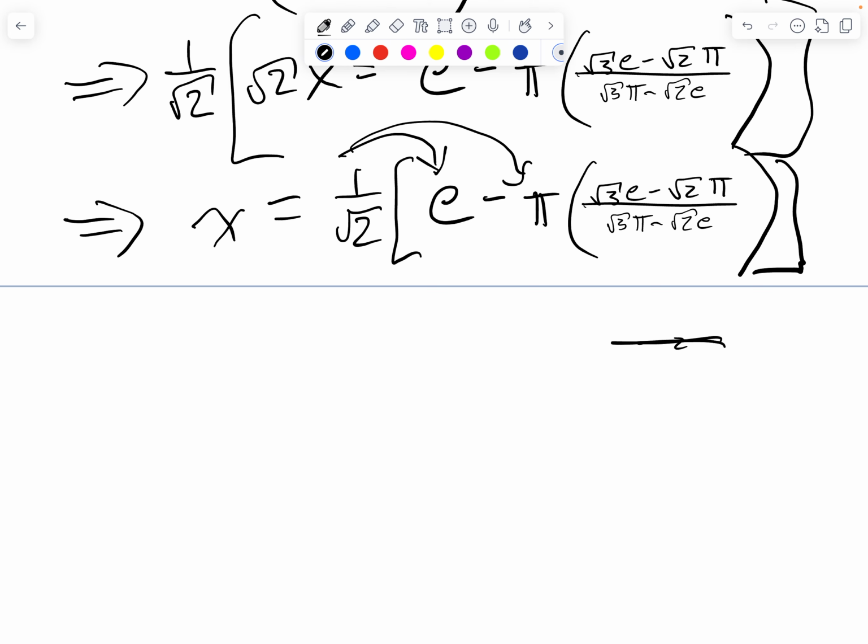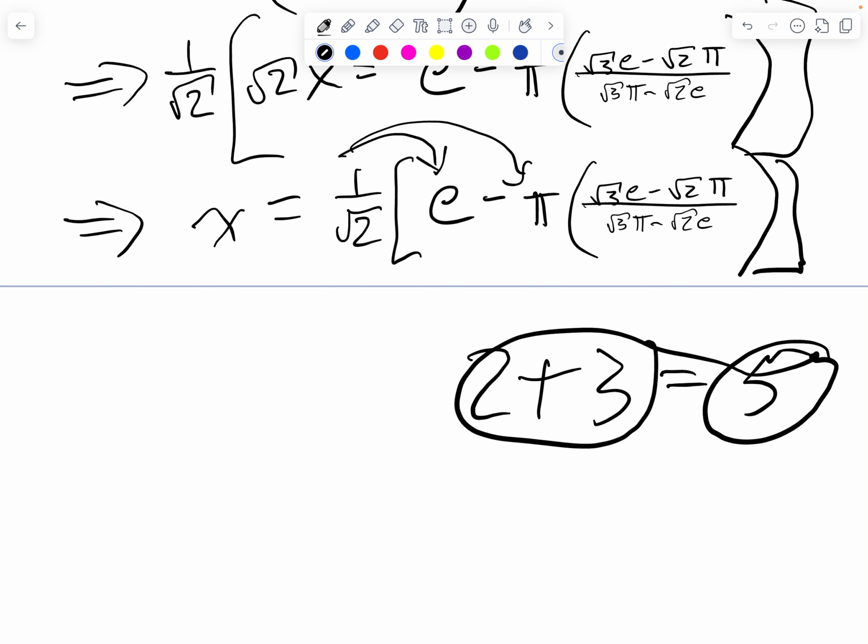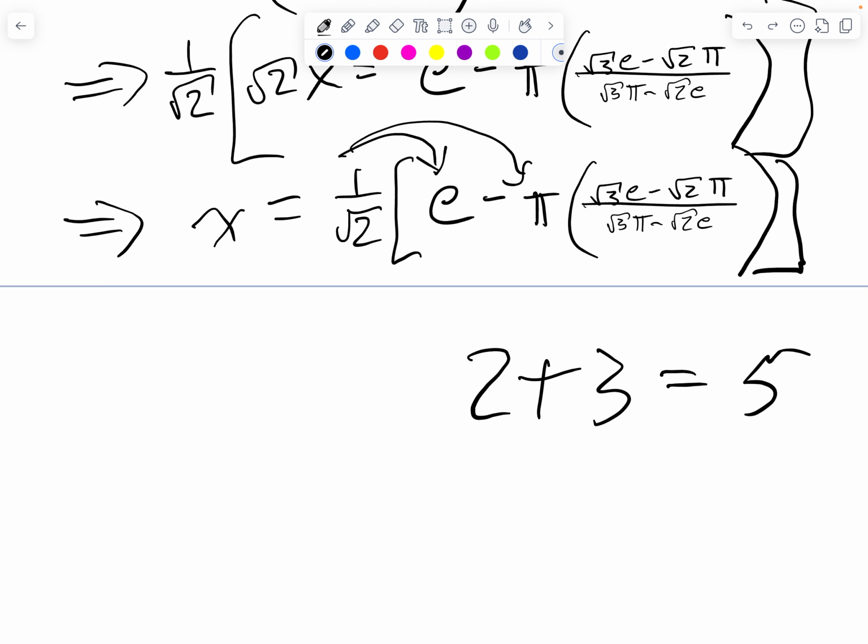What could I do to try to make this look better? Because when they say simplify, what do they mean? Simplify means apply the operations and make them go away. Well, I can apply the operation, make it go away, because I have a name for this quantity. There is no other name for this quantity.